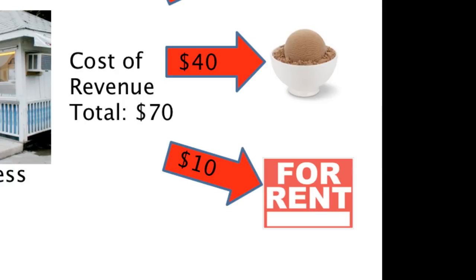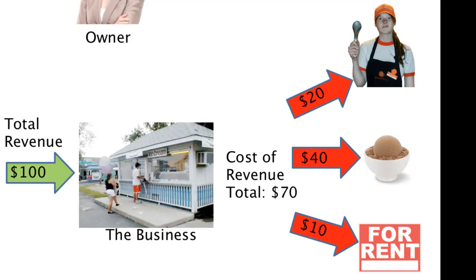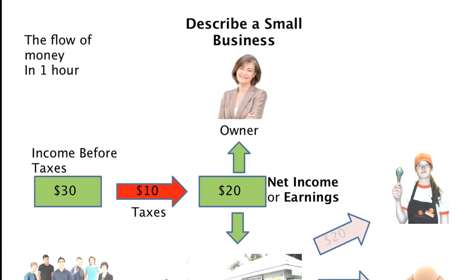She might not have it paid off, but that cost per hour, if we divided it all out, would be, let's just say, $10 for that hour that she had to rent that space. So when we add up all those numbers, that's called the cost of revenue. We had the revenue, which was $100, but the cost to get that revenue was $70 combined. When we took the 100 and subtracted the 70, we were left with $30. So that's the income before the taxes. Nancy's business made $30 in income before taxes.